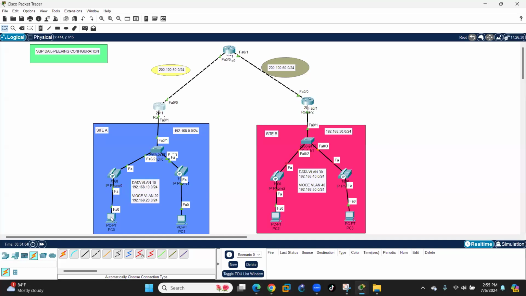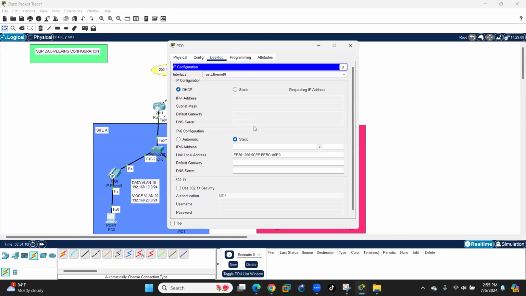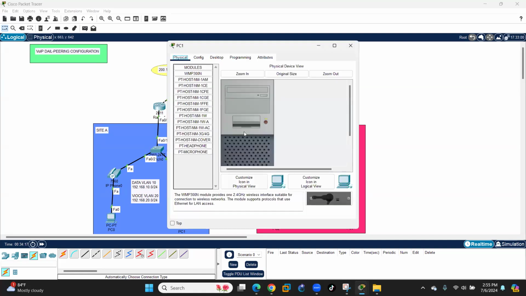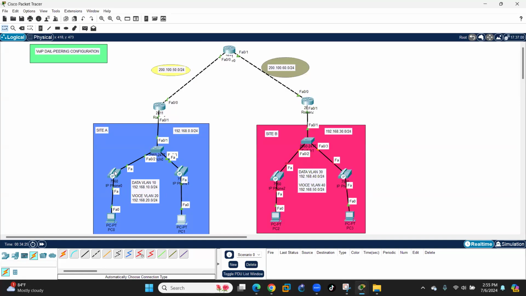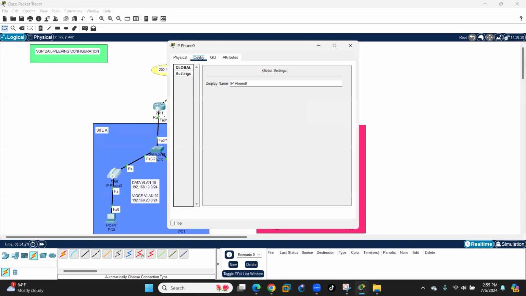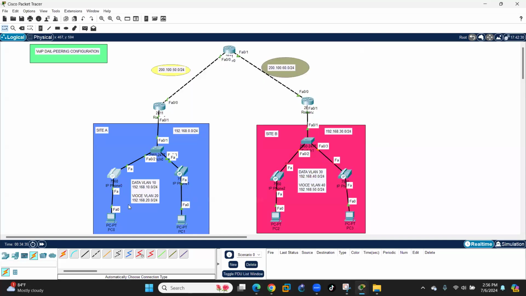So let's check if it's working. Let's go to your IP device. You can see it has given 101. And this one gave 102. For our phone we still need to do some configuration on the phone though. It will work. But let's continue. I just want to show you that the DHCP is working.